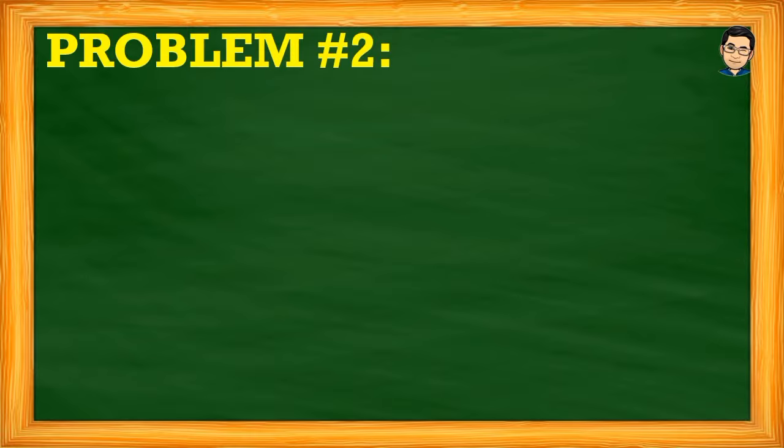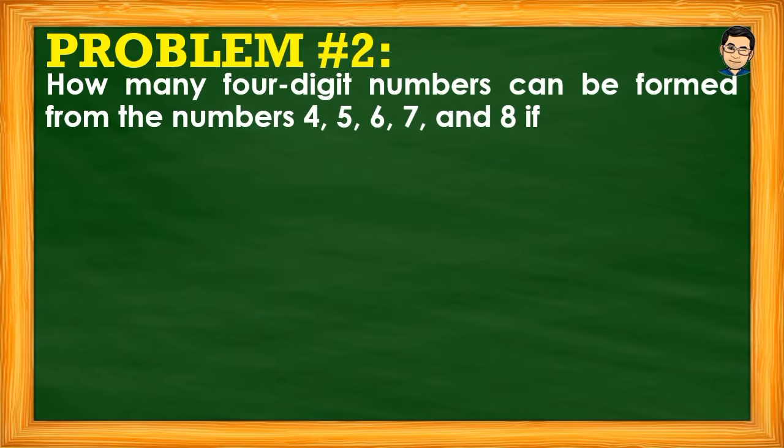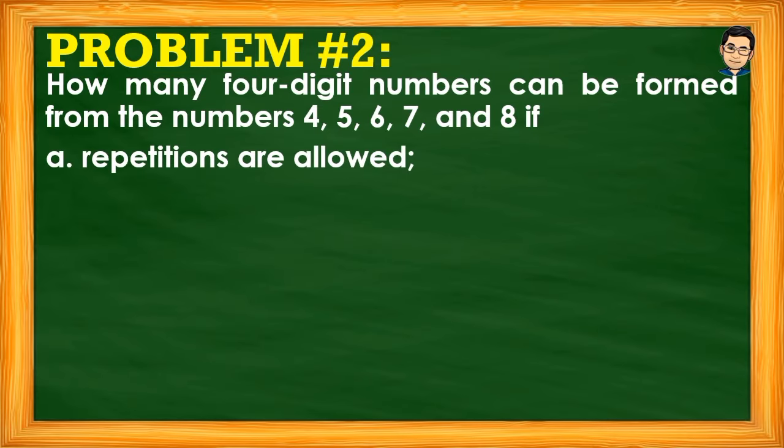So, let us have problem number 2. How many 4-digit numbers can be formed from the numbers 4, 5, 6, 7, and 8 if repetitions are allowed? So, ibig sabihin po, pwede pong umulit yung mga digits, yung mga numbers. So, kailangan lang po nating hanapin kung ilan yung 4-digit numbers na pwedeng ma-form, yung total na bilang.